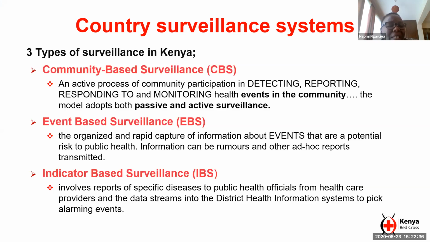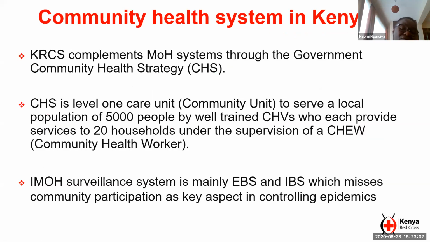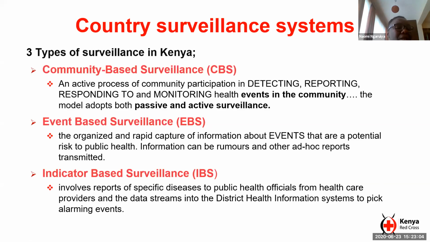But the government already has another system in place called event-based surveillance, which is an organized system that rapidly captures information about events that are a potential risk to public health. Information can be rumors and any other ad hoc reports transmitted, and that's what we call the event-based surveillance system for the government. The government also has a surveillance system for epidemics through indicator-based surveillance.